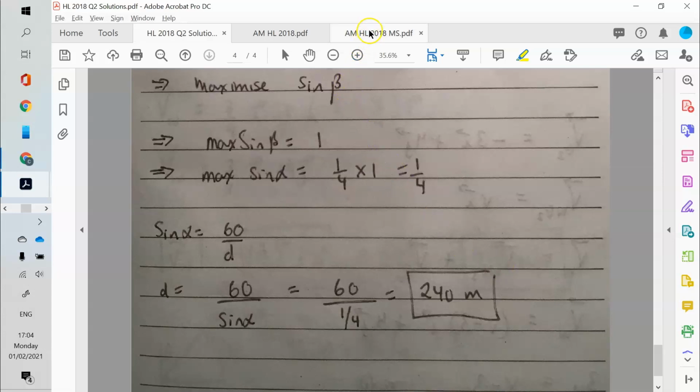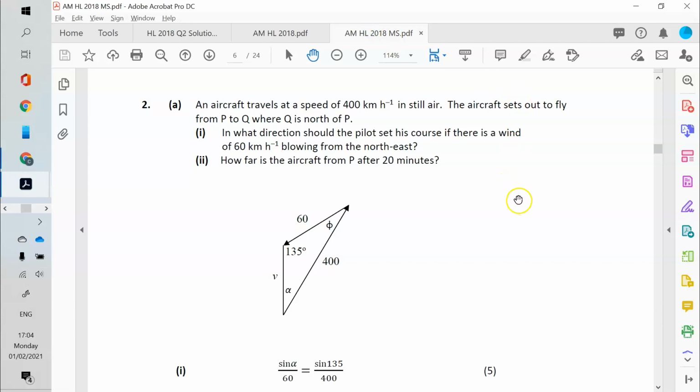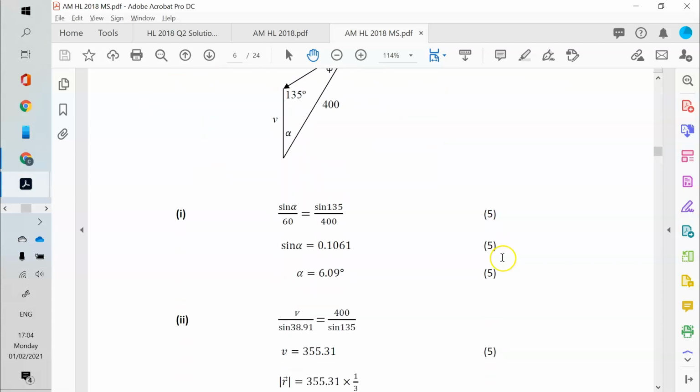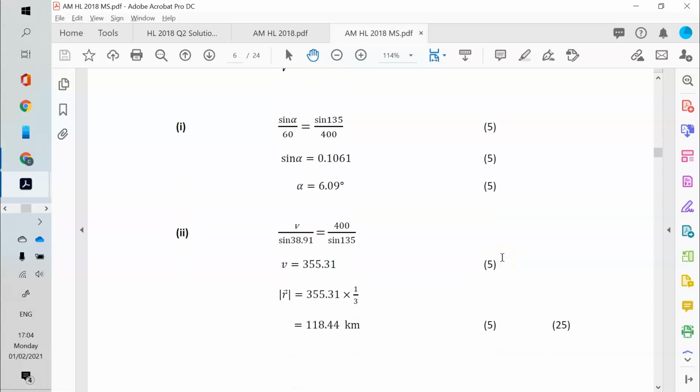So I'm just going to take a brief look at the marking scheme. For part A, they've used the sine rule to calculate the angle, and then they've used the sine rule again to calculate the distance. You can see the marks are given each time for substitution and evaluating, and then for using the inverse sine function. And again, in part 2, marks are given for substituting and evaluating, and then for actually calculating the distance.